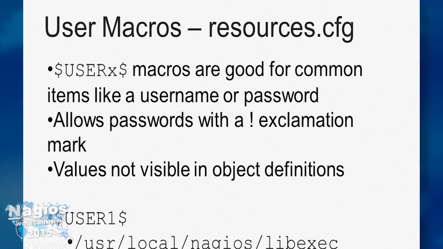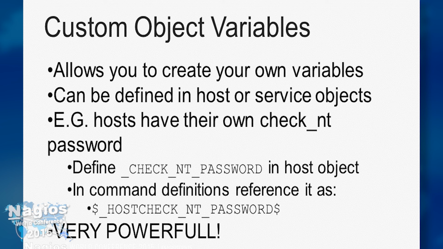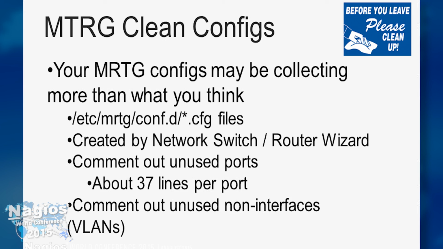So I'm going to have to wind this up because I have run out of time, but very quickly, user macros are something for common passwords and things that have special characters. Custom object variables are a way of storing variables in host objects or service objects, and it makes Nagios even more powerful. And I have other stuff. I talked about the MRTG stuff.